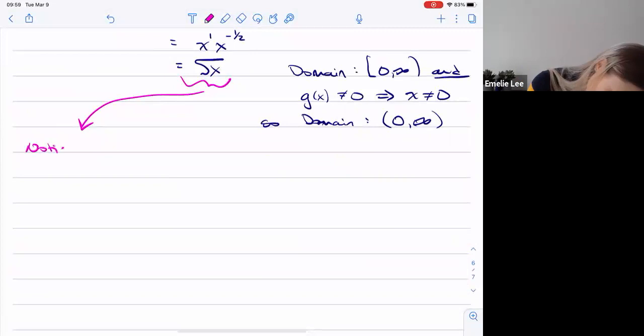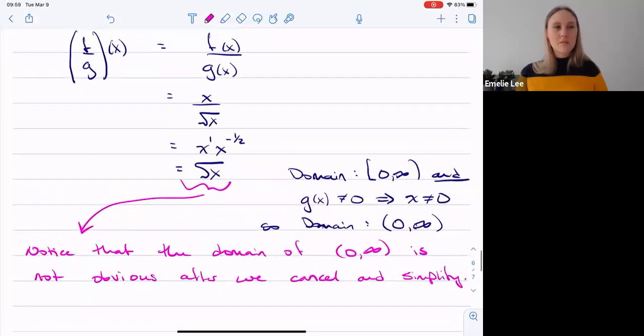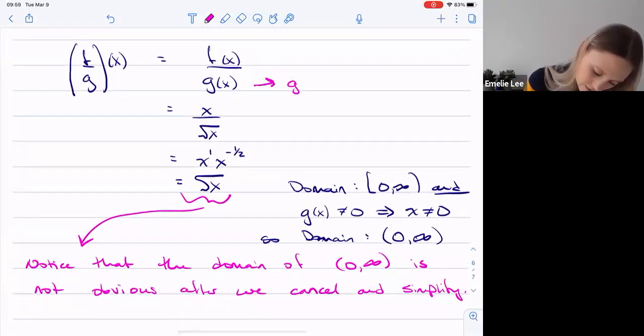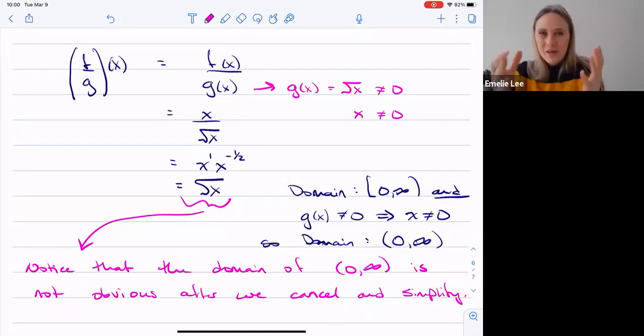So notice that the domain of not including 0 to infinity is not obvious after we cancel and simplify. Okay, so sometimes that'll happen, right? But here, g of x is the root of x, can't be equal to 0, so then x can't be equal to 0, right? So that's the only hard part with combining functions algebraically. Otherwise, if I want to find f minus g of x, well, that's just f of x minus g of x.